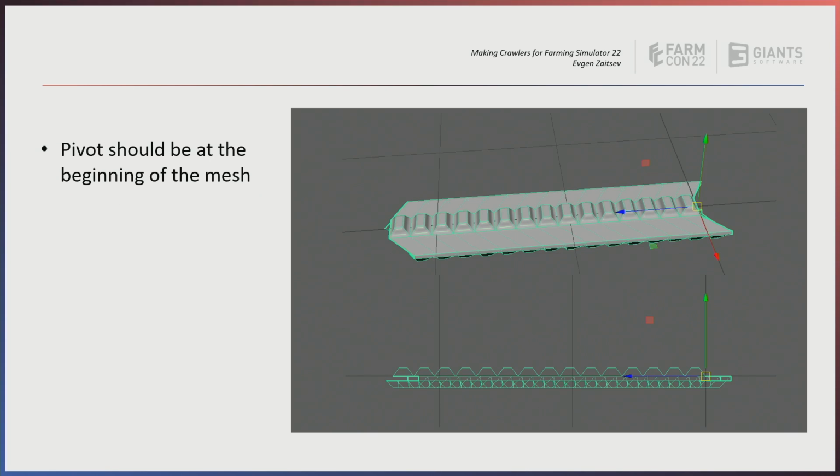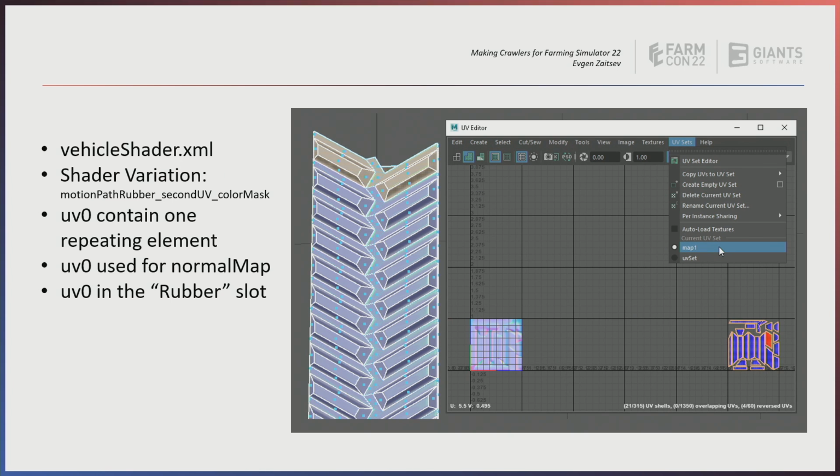This is important. It's just the implementation of the shader. The pivot should be at the beginning of the mesh somewhere, like in the pictures, and it's Z plus oriented. Again, we will use the vehicle shader, but in this case the variation is called motion pass rubber, second UV color mask. This is important.